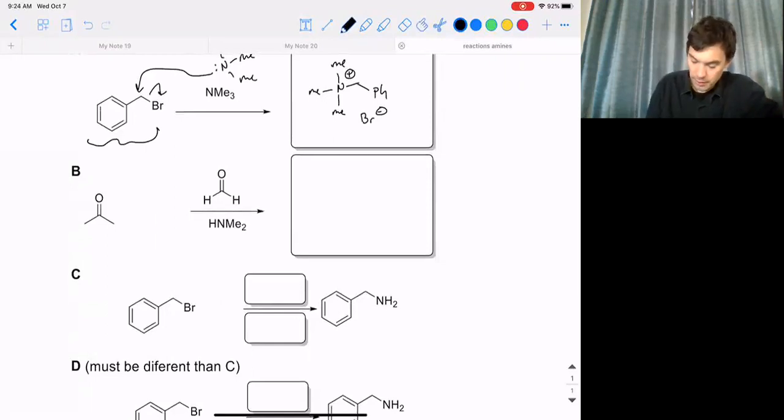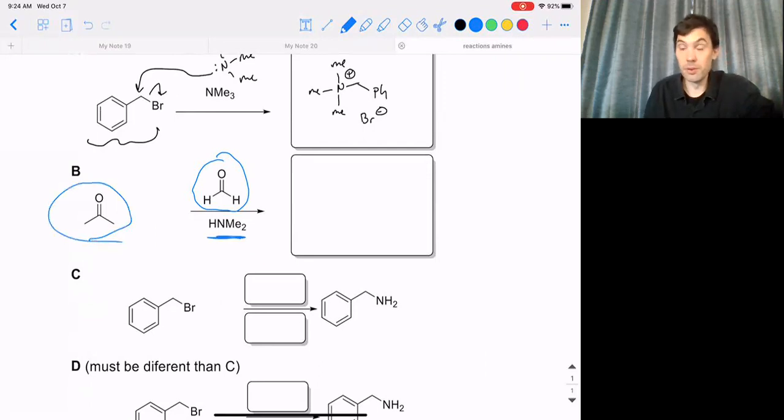All right, let's look at the next reaction here. This one is a tri-component reaction. So we have formaldehyde, we have dimethylamine, and we have acetone. And so there's got to be a lot going on here if we need all three of these components. So the first thing that hopefully you can recognize is that dimethylamine and formaldehyde can come together to make an ammonium salt.